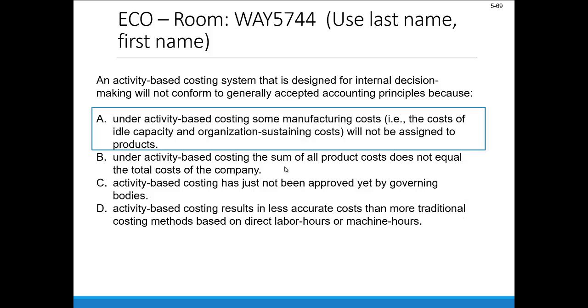The answer there is A. Under ABC, some manufacturing costs, mostly the cost of idle capacity and those org sustaining costs, will not get assigned to products. So GAAP says all manufacturing costs have to be assigned to products. So ABC not GAAP compliant.